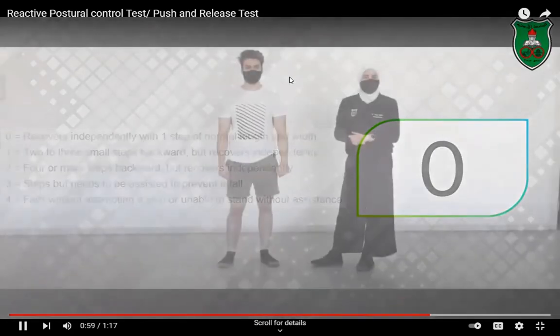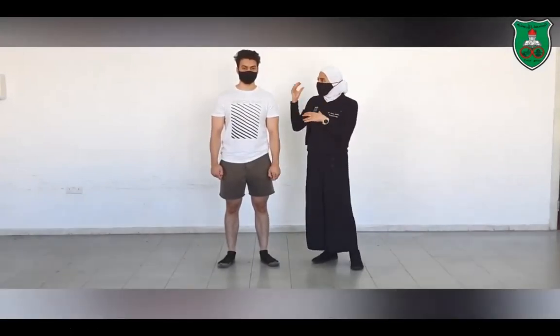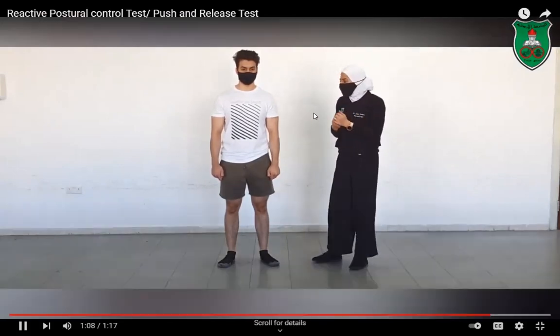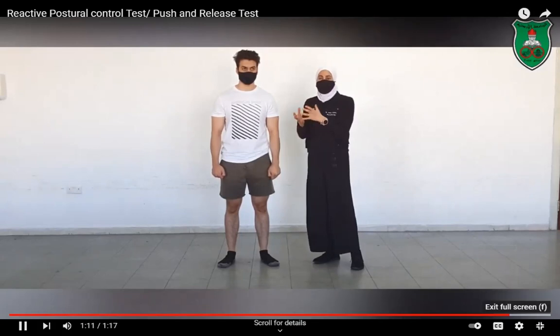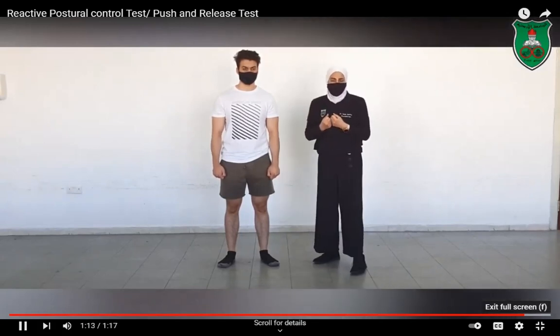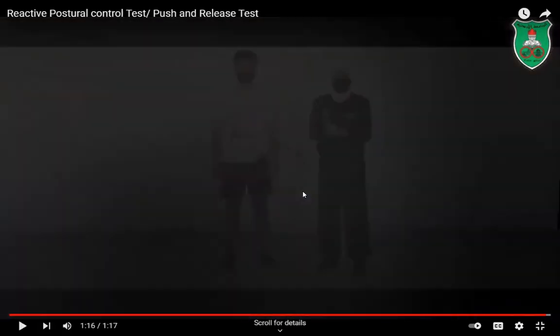Okay. So this is the push and release test. Usually, we don't explain this to the performer being assessed because this is a reactive balance. So that's why I will not tell him at first that I will be moving my hand. He didn't expect the response. So this is reactive. Without telling the patient, you need to do the movement and see how their body is reacting, and how they are able to maintain the posture.